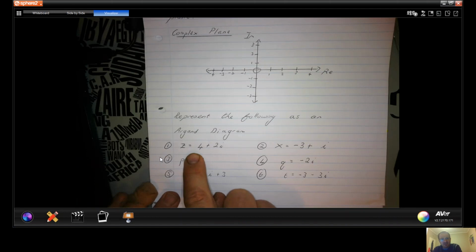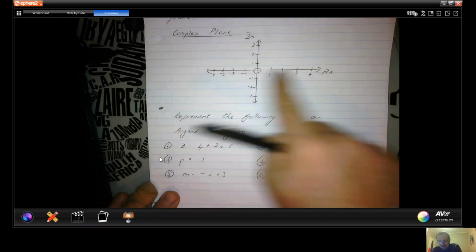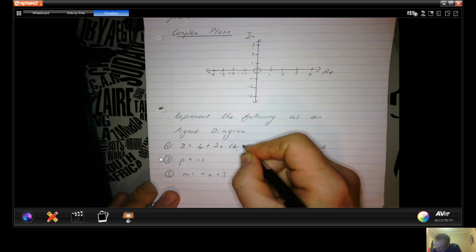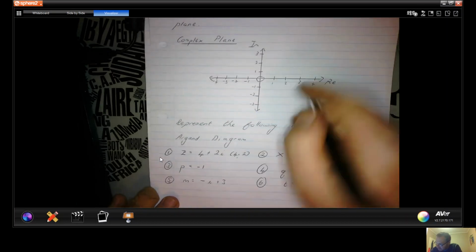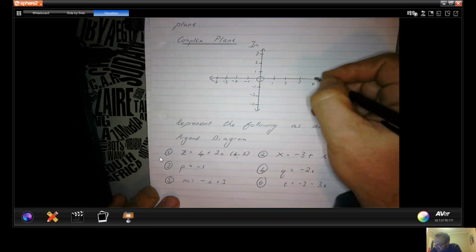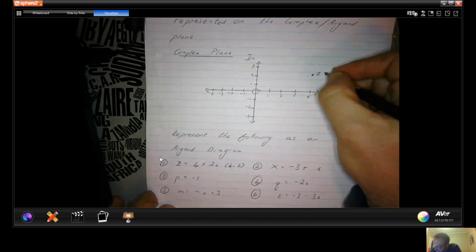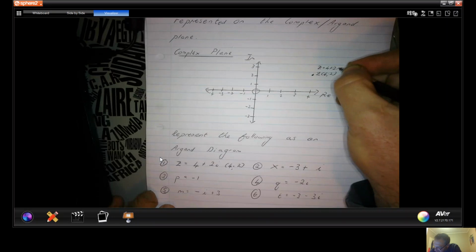Number 1, you've got the complex number z is equal to 4 plus 2i. The real part is like the old x coordinate, which is 4, and the imaginary part is the y coordinate, which is 2. So the point z, 4, 2 means we go 4 across and 2 up. Some books label this just z, 4, 2, and sometimes they label it z. It means the same thing as z is equal to 4 plus 2i.